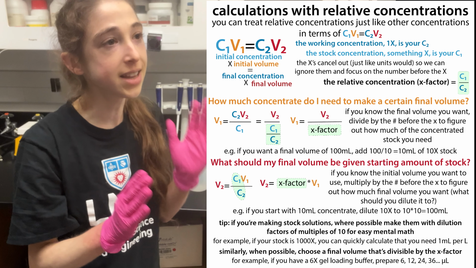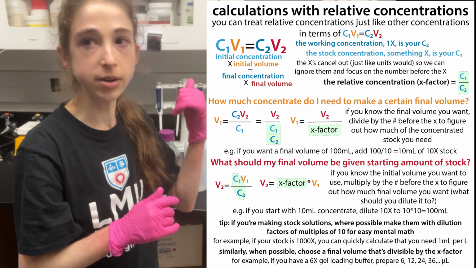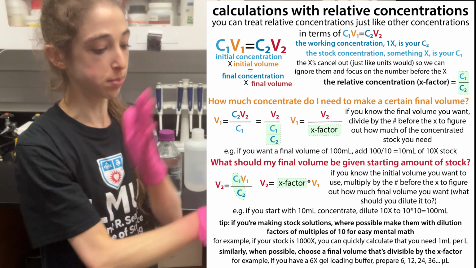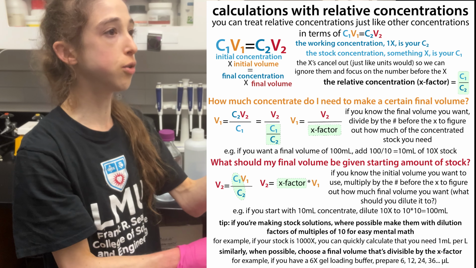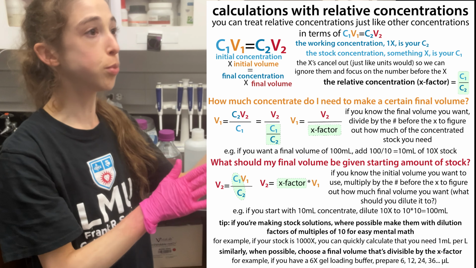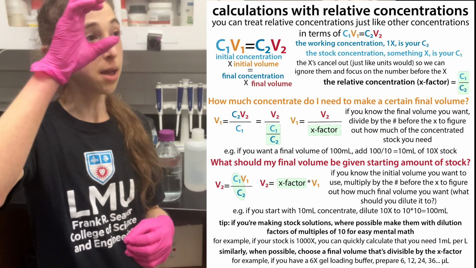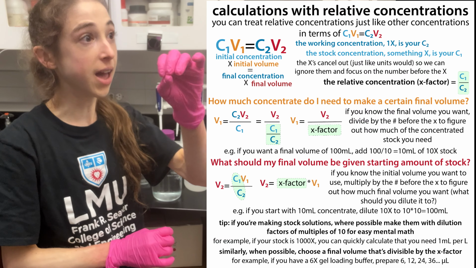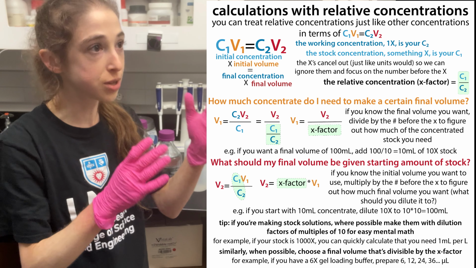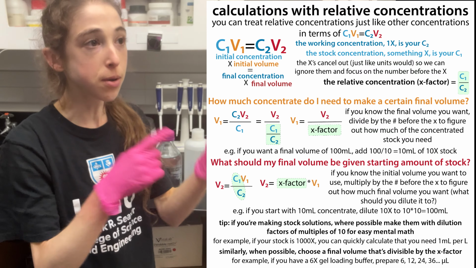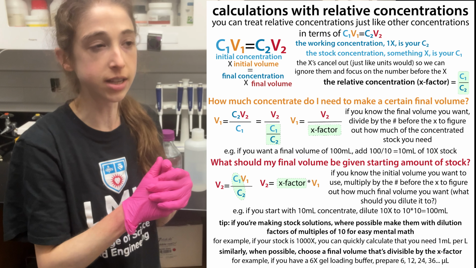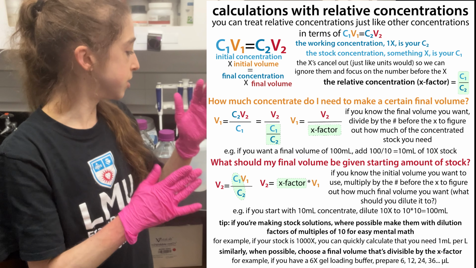But the great thing is that you can just use it with C1V1 equals C2V2. You can use X factors. So say if you want to go from 50X to 0.5X, you would just plug 50 in as your C1 and 0.5 in as your C2 and use those, and you can math your way through just like you would with normal dilution calculations. And so you can use them that way.